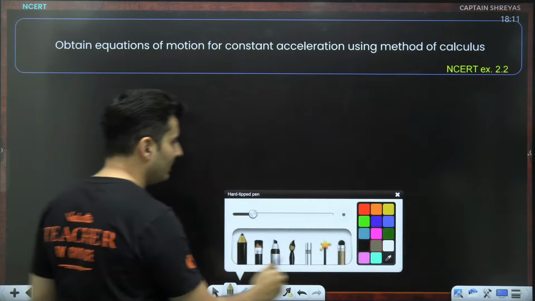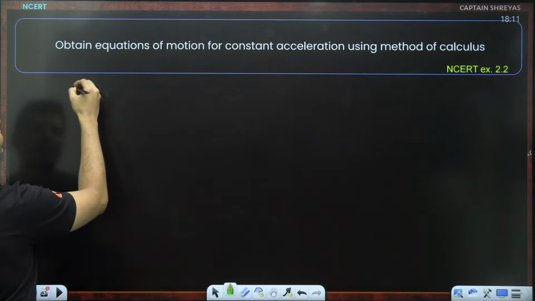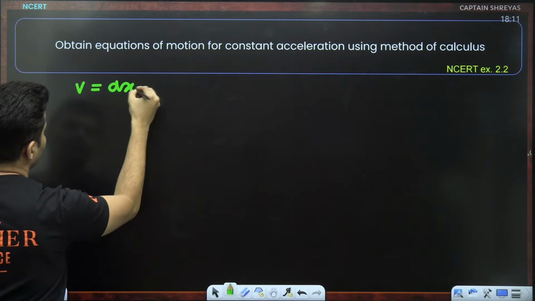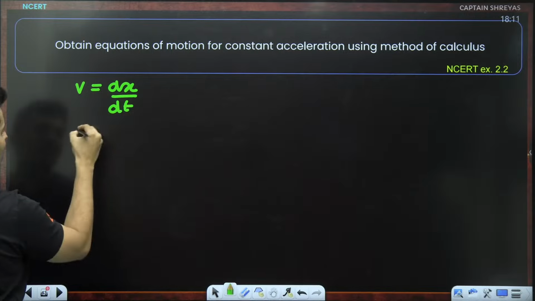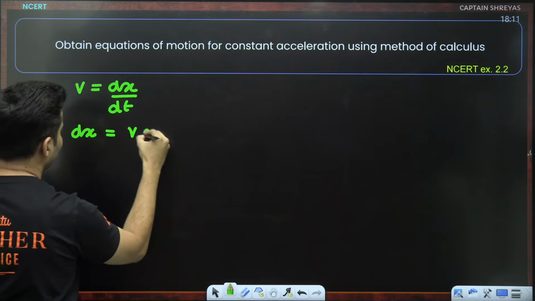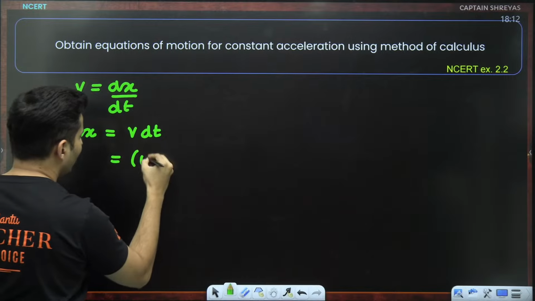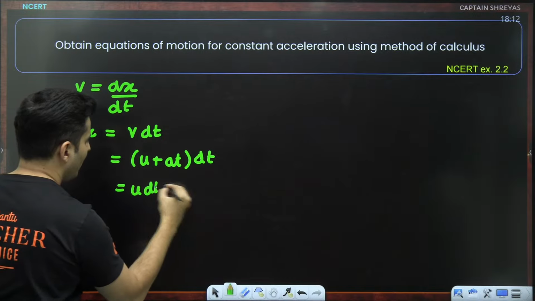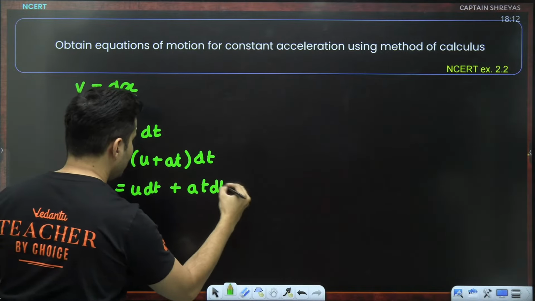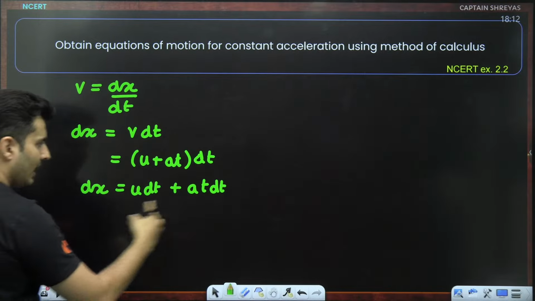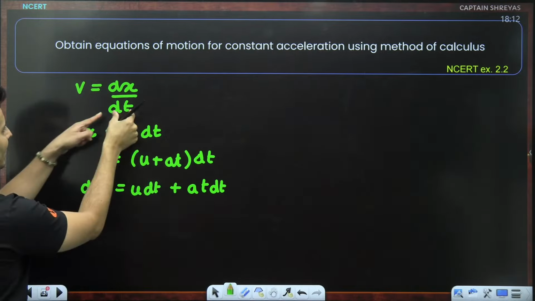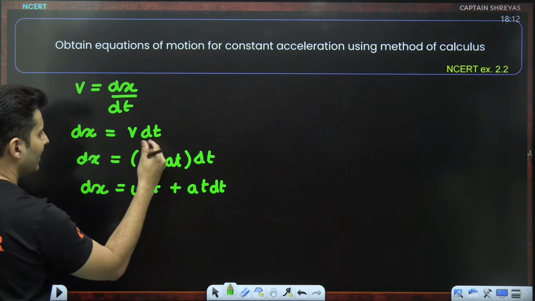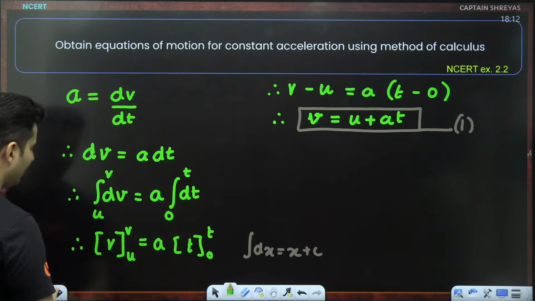Now for the second one, observe carefully. I'll write the first equation as dx by dt. So therefore, dx will be equal to v times dt, but v was u plus at into dt. Therefore, it is u dt plus a times t into dt. That was your dx. I feel like integrating it now. So guys, what I just did, I put dt on the upper side, and I'm just expanding v as u plus at using the first kinematic equation.